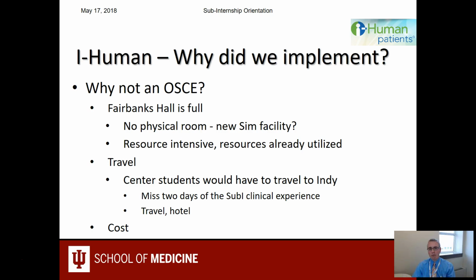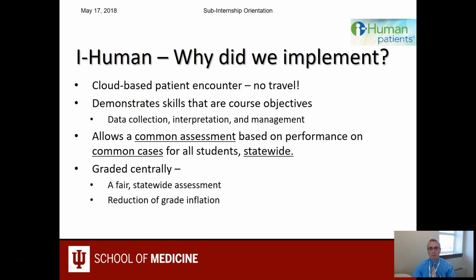Another concern was cost, both from the standpoint of the resources needed, the standpoint of an addition to Fairbanks Hall or a new simulation center that would need to be built, as well as the concerns for travel and hotel room costs incurred by students traveling from center sites.